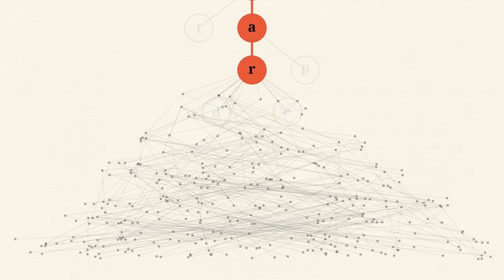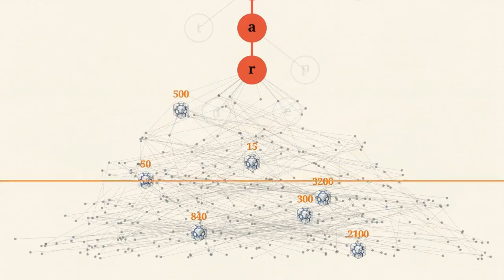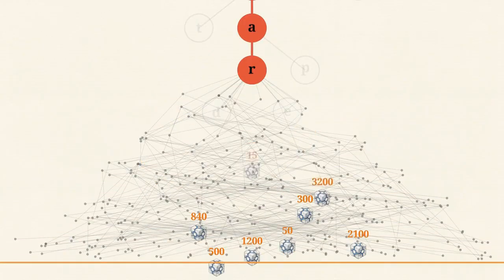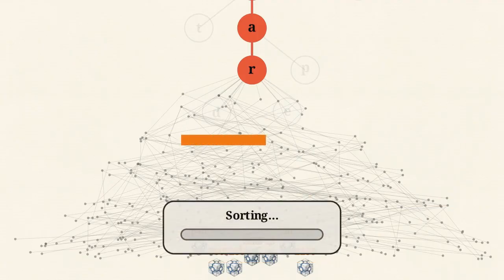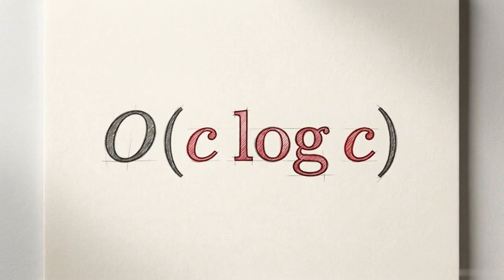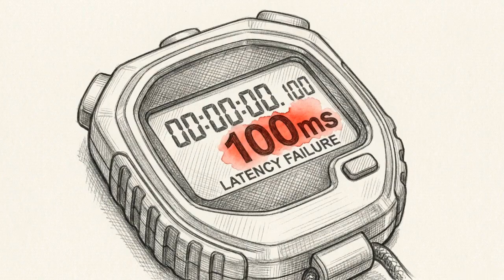A standard Trie has no inherent concept of popularity. To find the most relevant suggestions, the algorithm must scan every single node in the subtree below the prefix, aggregate their scores, and sort the final list. Mathematically, this is an O(C log C) operation, where C is the number of children in that subtree. If a user types a single letter, like S, that subtree contains millions of nodes. While the Trie isolates a prefix efficiently, relying on it to rank suggestions at read time guarantees a latency failure.